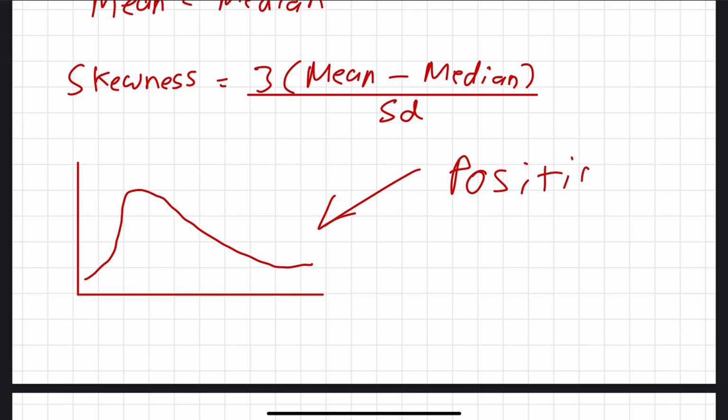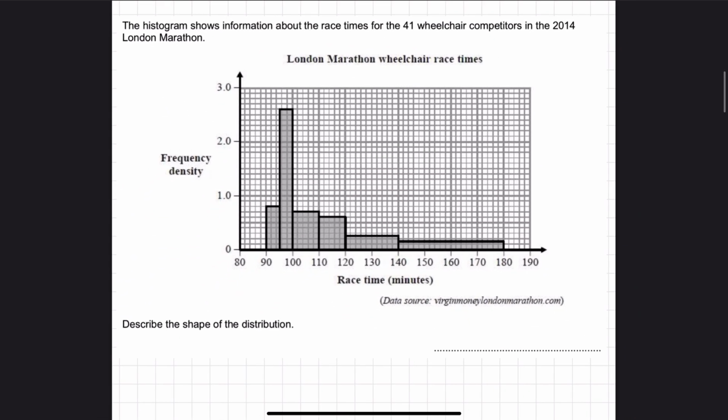And again, there's so many ways this can be drawn. It can be drawn as a box plot. It can be drawn just as a distribution curve. It can be drawn as a histogram. But you get the idea. More towards the left, positive. More towards the right, negative. In the center, symmetrical or no skew or normal distribution. Okay, let's look at some questions.